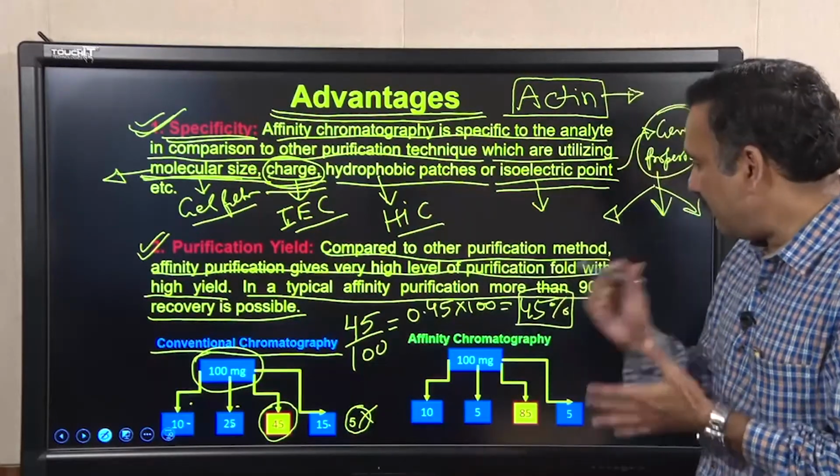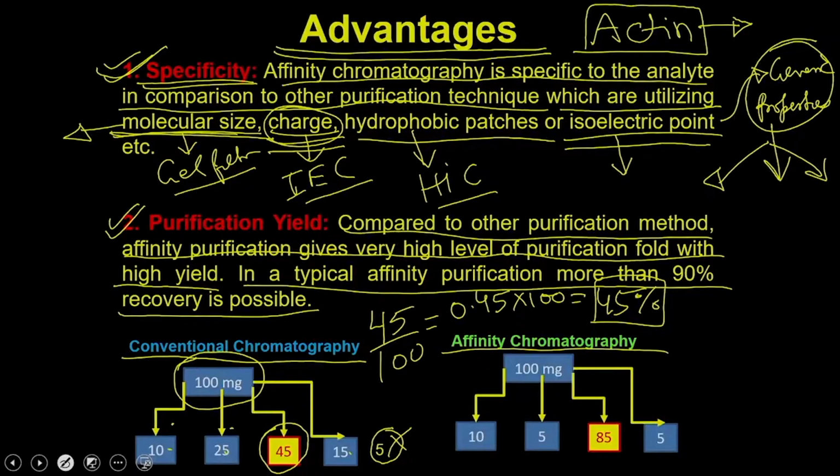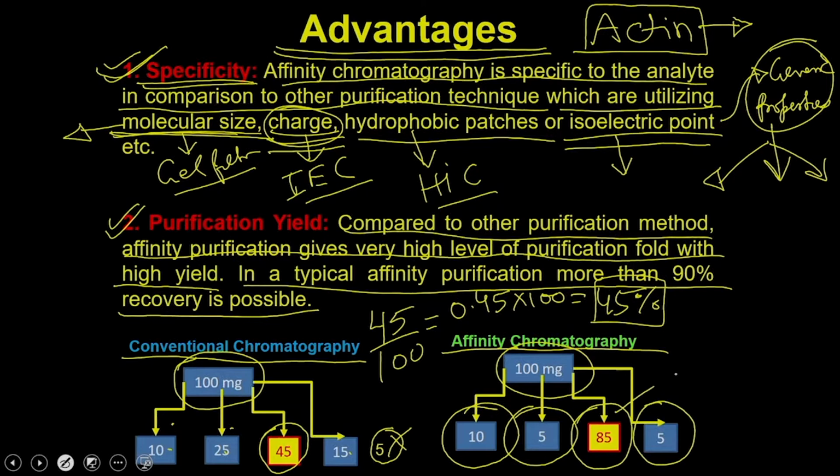For example, compared to that, if you go with the affinity chromatography, if you started with 100 milligrams of protein, it is still going to give you different fractions where your protein of interest is present, but the major chunk is going to be present in one fraction, and that actually is going to give you the purified protein.